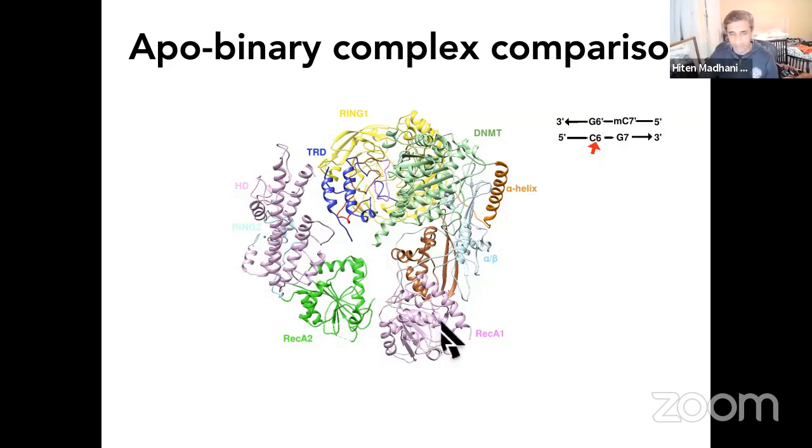And those conformational changes are coupled to changes in inserts in these two Rec-A domains. One insert is this HD, or helical domain, and the other insert, it's actually two inserts, involves both an alpha beta domain and a helical domain that couples motions in the Rec-A domains to changes in the conformation of the DNMT domain.